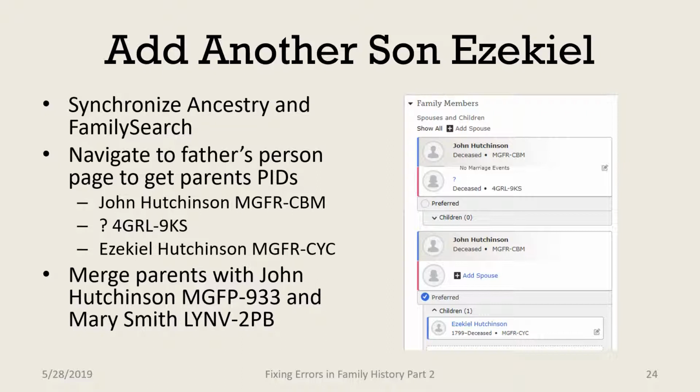Check all relationships are correct and have no extra relationships that need to be merged or removed. Because of the order I did the merges, I had to remove an extra relationship with Ezekiel's father, John Hutchinson, MGFP-933. I should have merged Mary Smith, LYNB-2PB, and the unknown 4GR-TL-9KS first, so that there was not a relationship without a mother to merge.